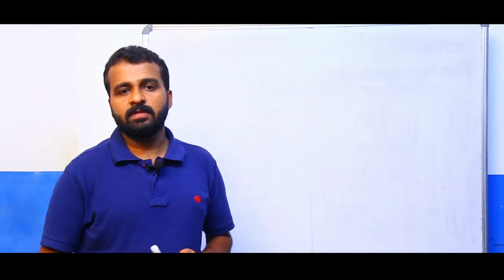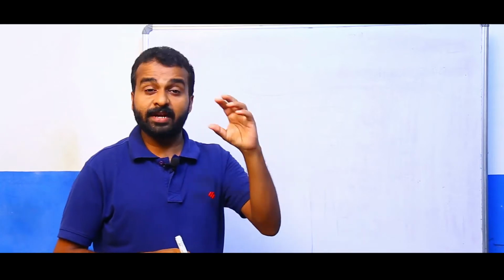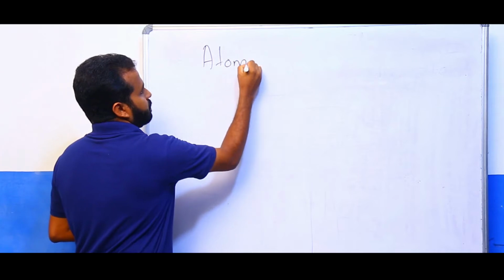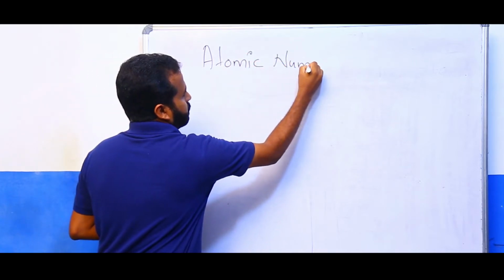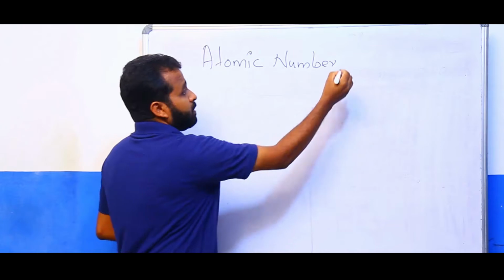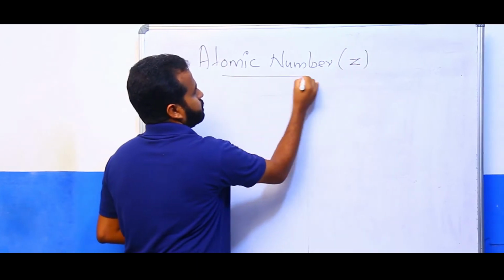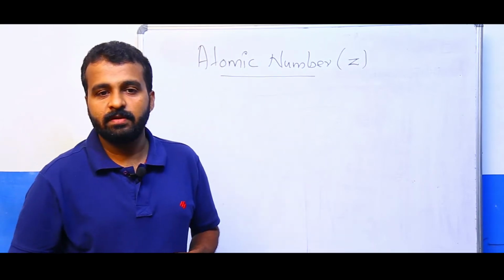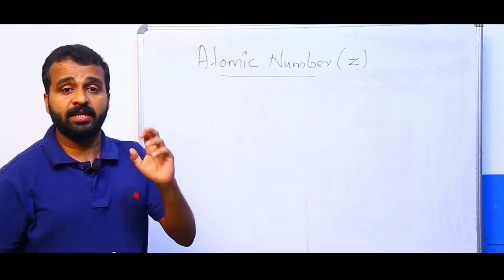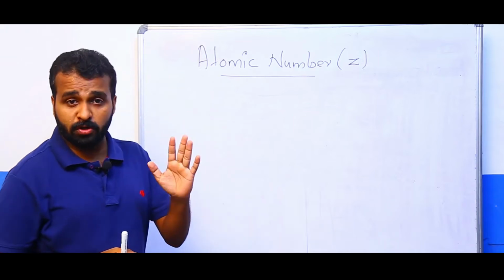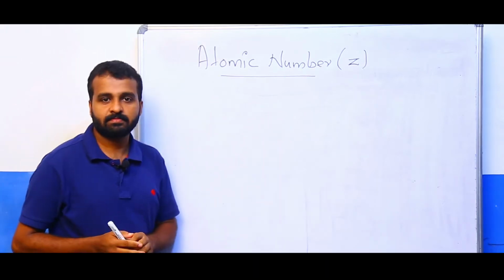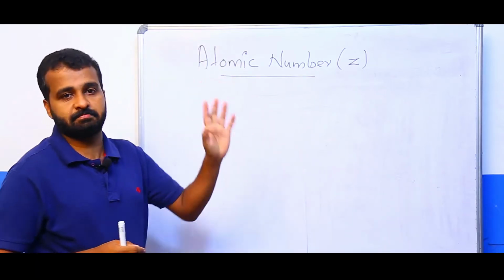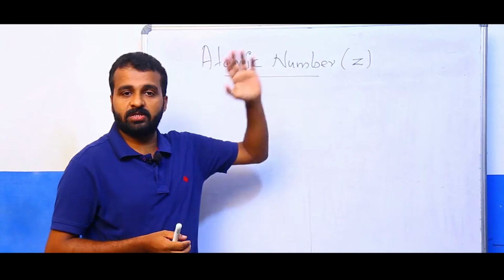Related to the atom, we want to recollect some terms. The first term is atomic number, which is represented by the letter Z. What is atomic number? Anyone? Yes, good. Atomic number is the number of protons present in an atom. Once more, atomic number is the number of protons present in an atom. It is represented as Z.